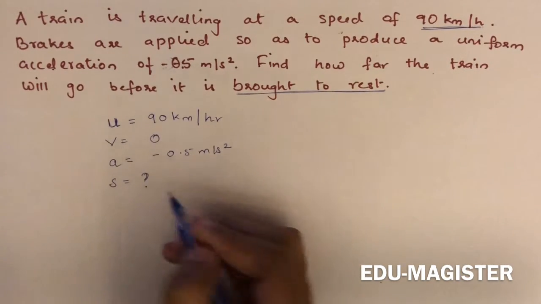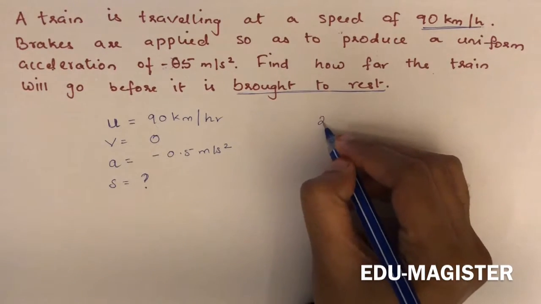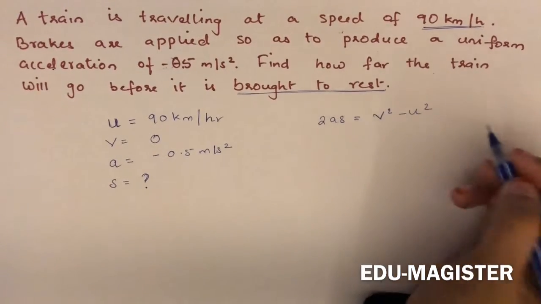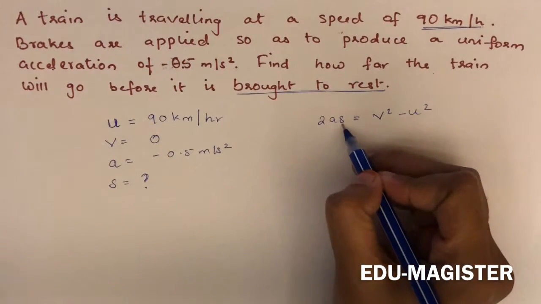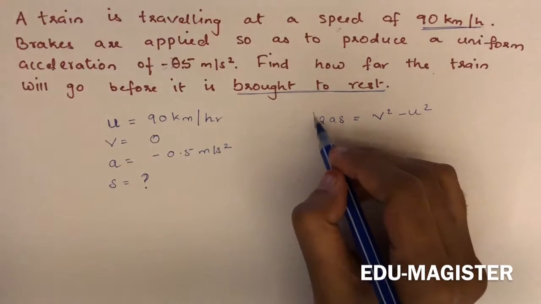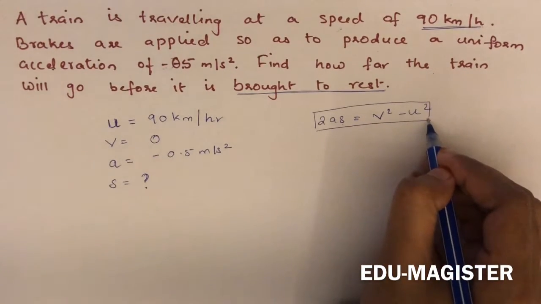So now we can use this formula 2as is equal to v square minus u square to find out the distance travelled by the train after the application of brakes. Okay, so we will be using this formula. Now before substituting the values onto this formula, we must make sure that all the units are consistent.